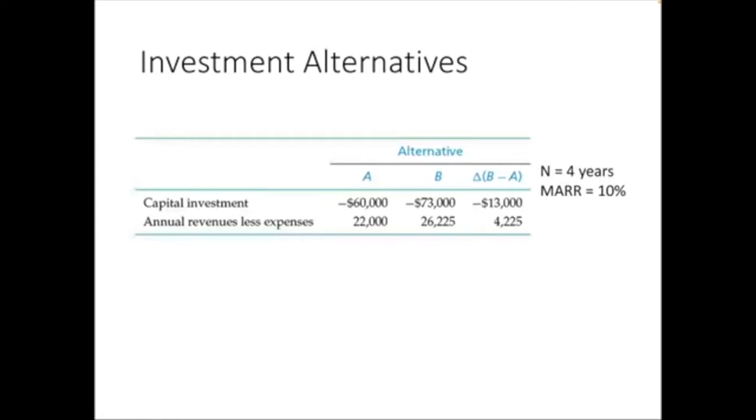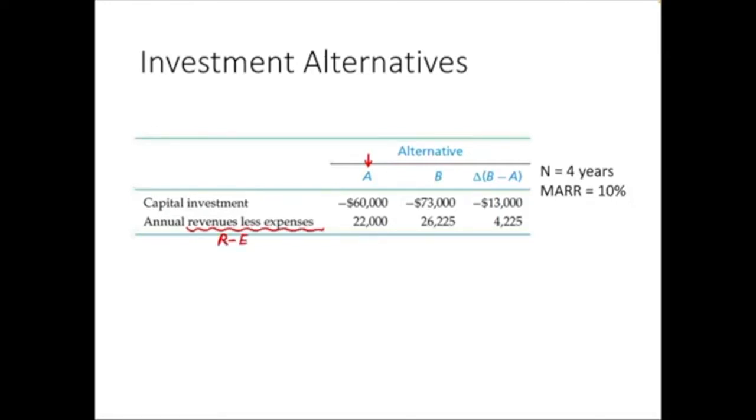Now let's take a look at a very simple example. This is what we call investment alternatives. So we have alternative A and B. You can imagine that they are just to buy some equipment, and then the equipment will produce some product, and by selling the product, you can earn some annual profit, right? So alternative A, the capital investment is 60,000. So you need to spend 60,000 to buy equipment, and then the equipment have a capacity to produce the product, and so your annual revenues less expenses.